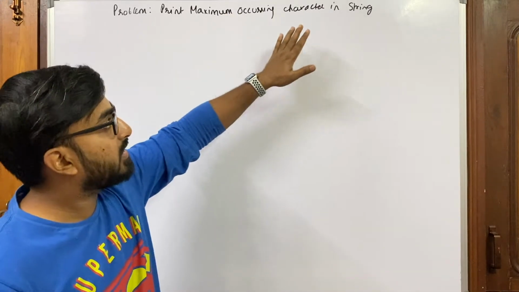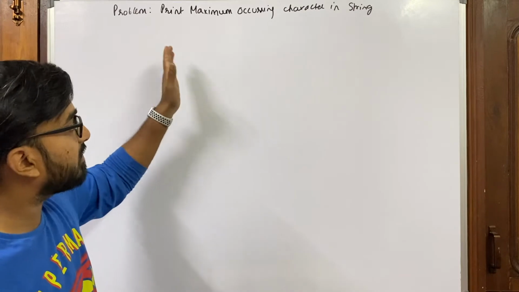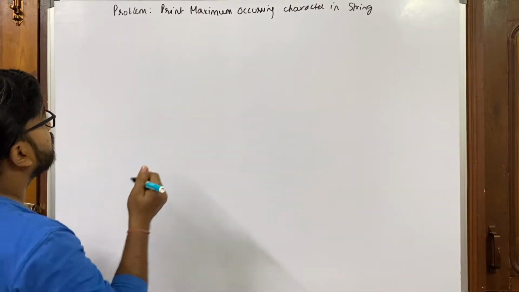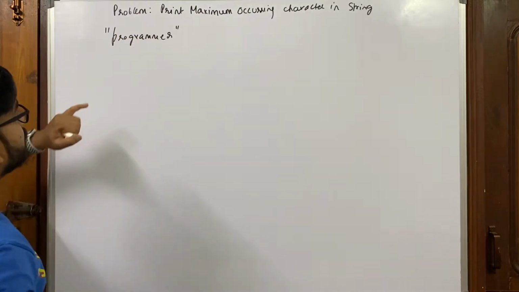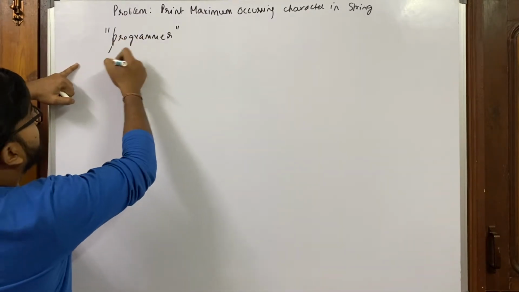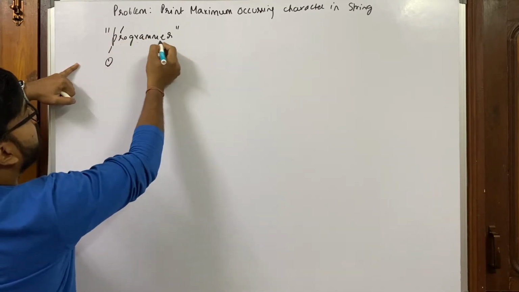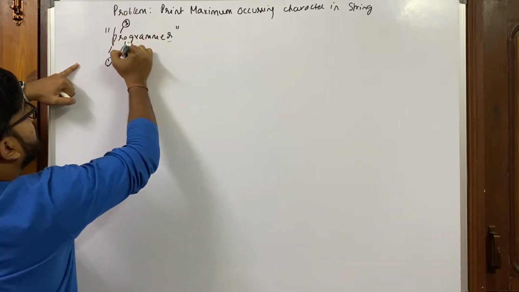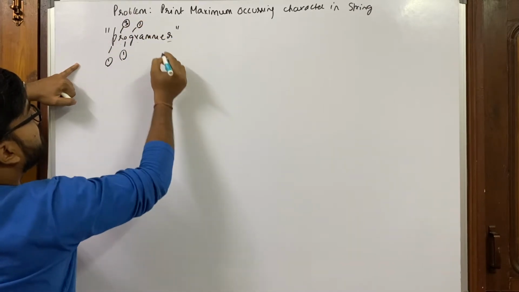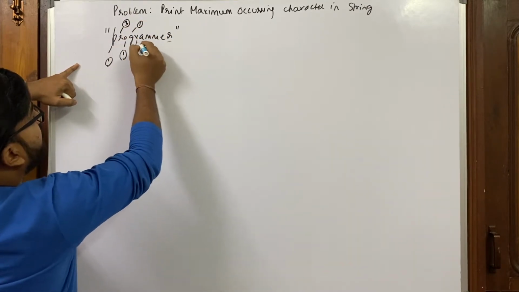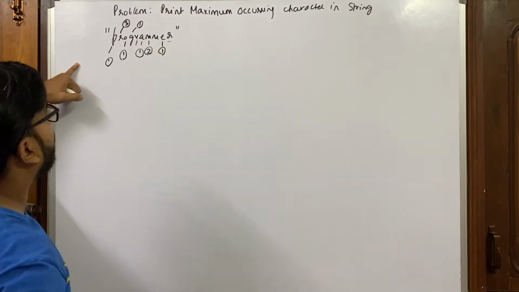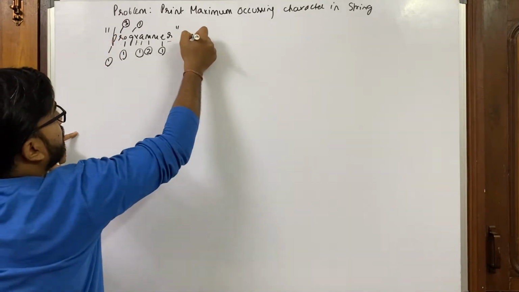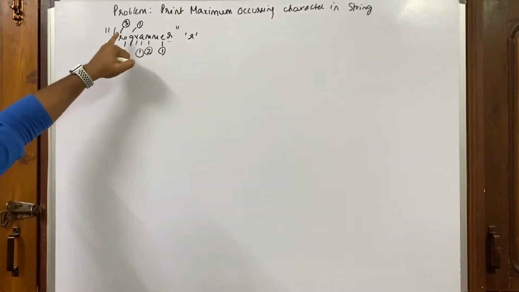So what do I mean by print maximum occurring character in the string? I have to print the character that occurs the maximum number of times in a string. For example, if I take the string programmer, I have P occurring once, R occurring thrice, O occurring once, G occurring once, R already counted for, A occurring once, M occurring twice, E occurring once. So I print R, my output will be the single character R, because R occurs the maximum number of times in this string.